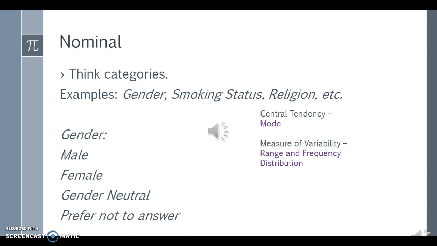When we are measuring nominal data, you're going to use the central tendency of the mode value. If we measure variability, or in other words, some additional descriptive statistics, we can use the range and the frequency distribution. And typically speaking, at the DNP level, the data that you're gathering really is going to be looking at that frequency distribution.